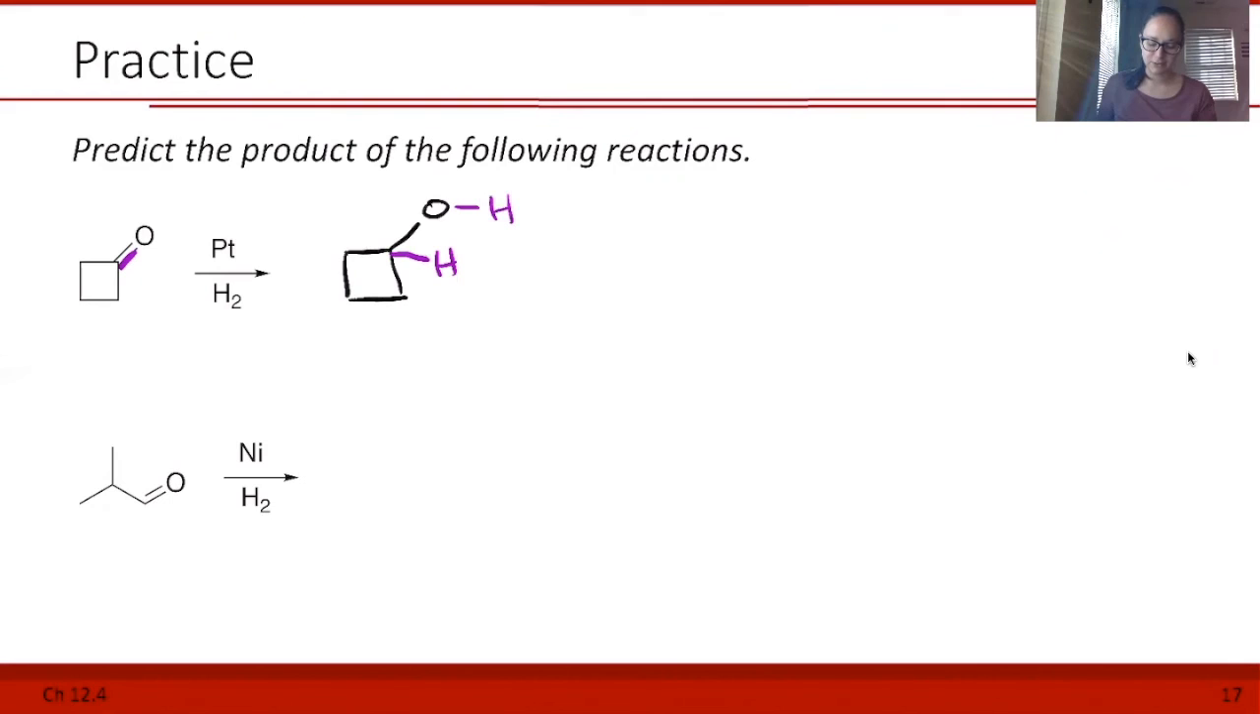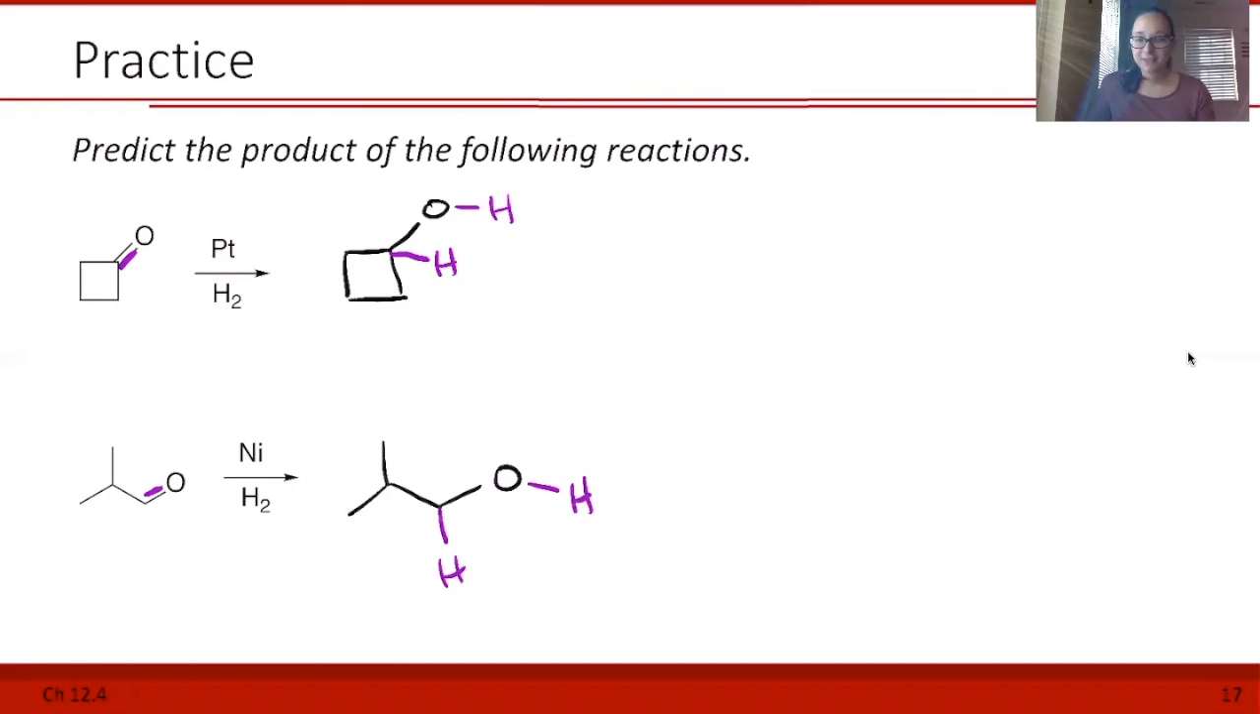That is now the reduced form of cyclobutanone, which is just cyclobutanol. Okay, and then our second one down here, we have our double bond again. I'm going to highlight it, draw our same carbon chain, and then add our hydrogens. Now we have our alcohol.